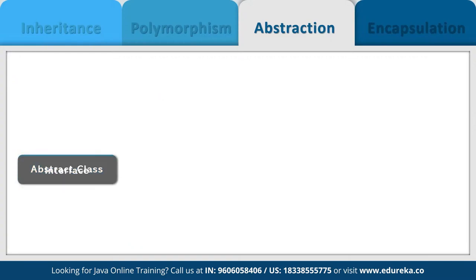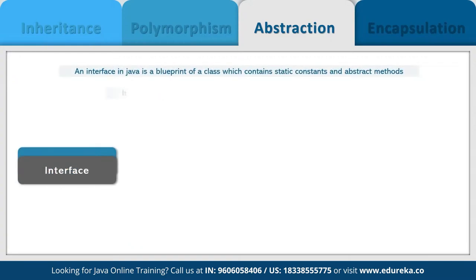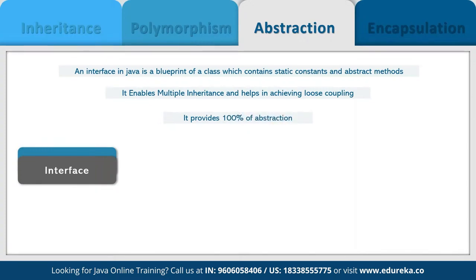Okay, it can have final methods also. So an interface in Java is a blueprint of a class which consists of static constants and abstract methods. It enables multiple inheritance. And so what is multiple inheritance?